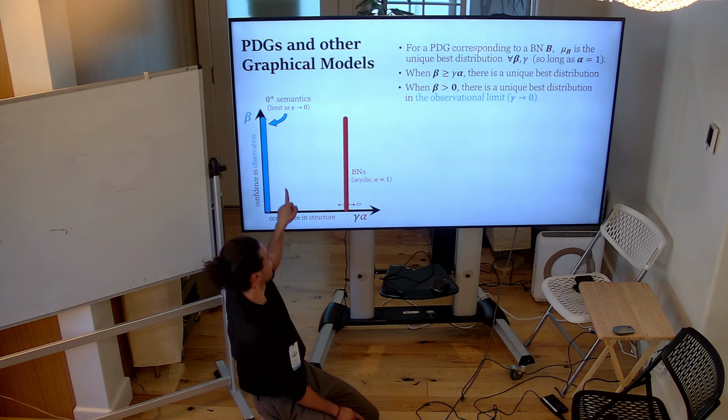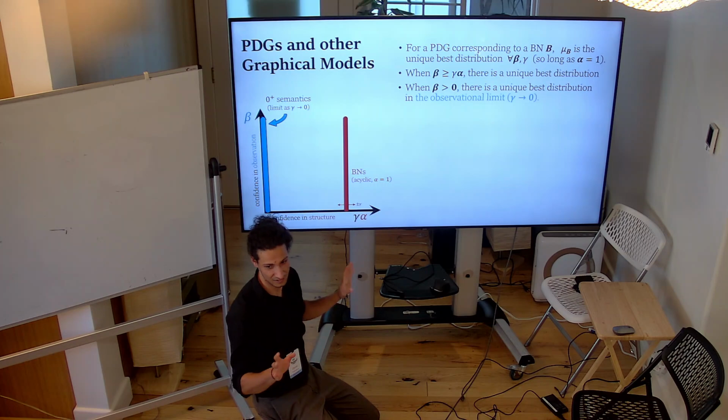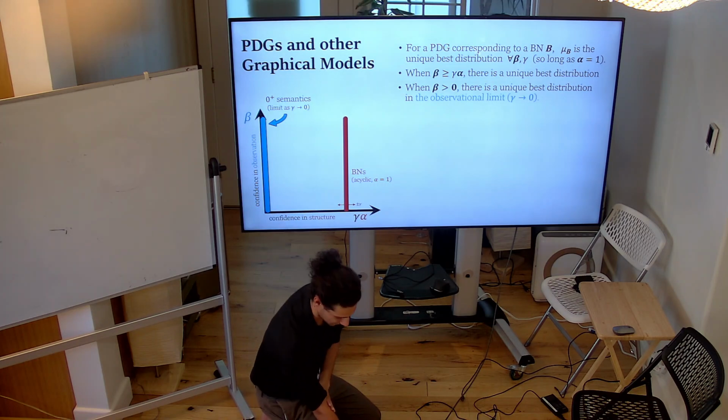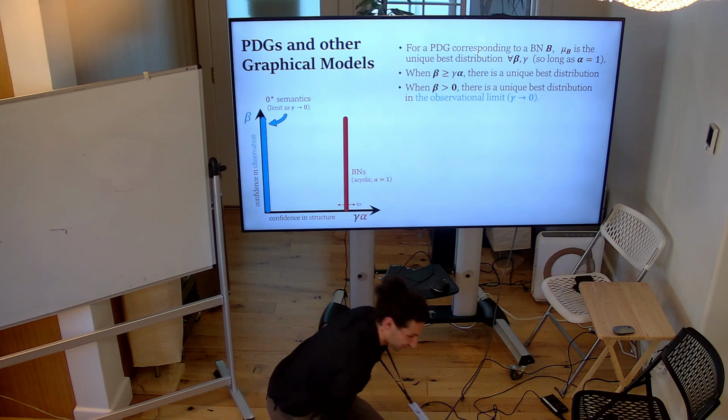So you always have a unique distribution in this observational data is everything case. We don't care about structure. The extreme empiricist can always find an empirical distribution.